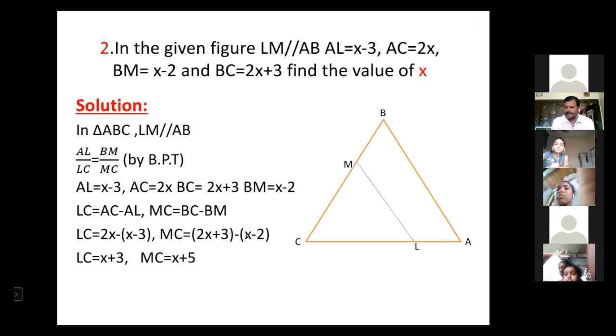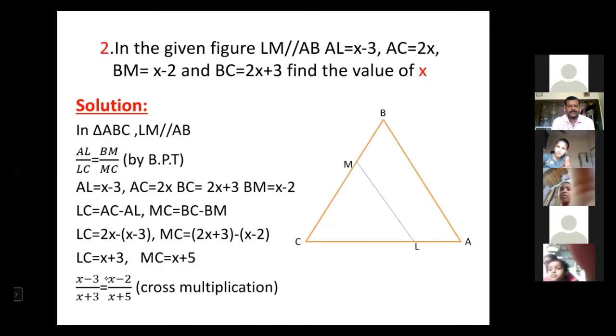Now substitute all the given values in the basic proportionality theorem. What is the basic proportionality theorem? AL by LC equals BM by MC. Substitute the AL value x minus 3, LC value x plus 3, BM value x minus 2, and MC value x plus 5. Now what we have to do? Cross multiply to simplify these two.